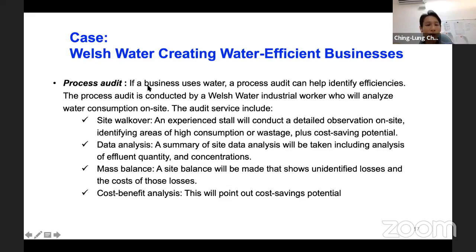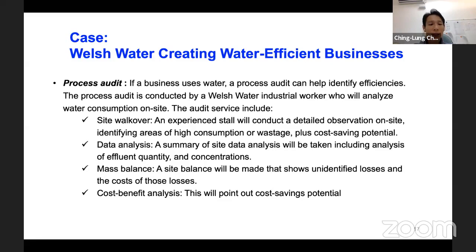The second is called a process audit. If a business uses water, a process audit can help identify efficiencies. The process audit is conducted by this company's worker, who will analyze water consumption on site. This type of service includes four parts. The first one is a site walkover. An experienced worker will conduct a detailed observation on site and identify areas of high consumption or wastage, plus cost saving potential.